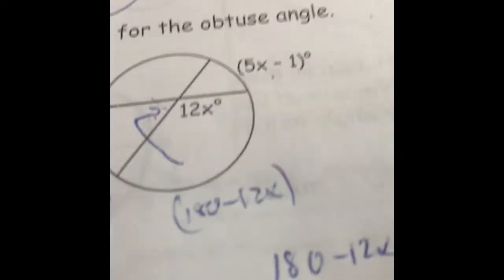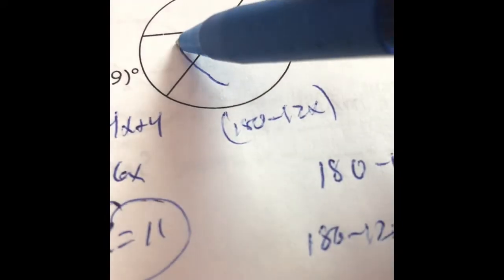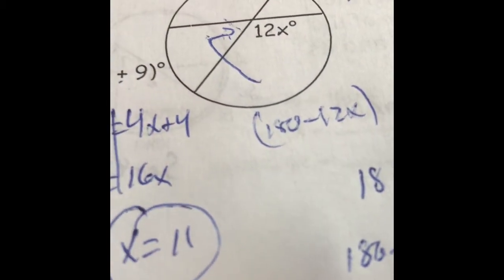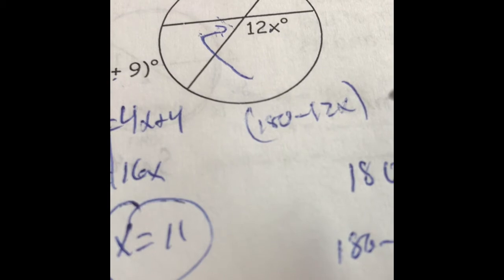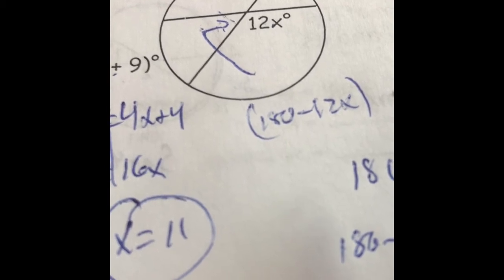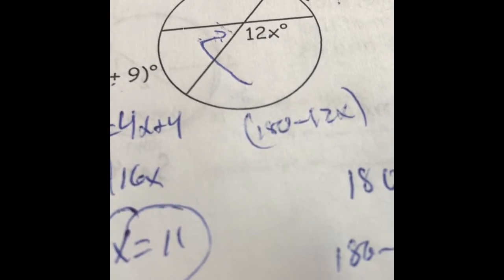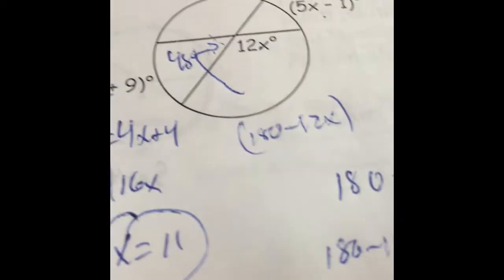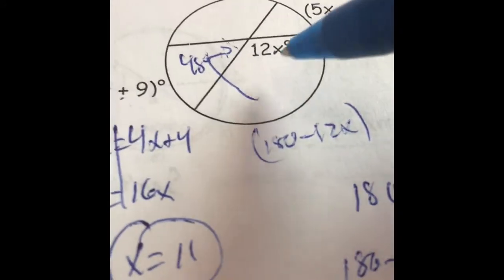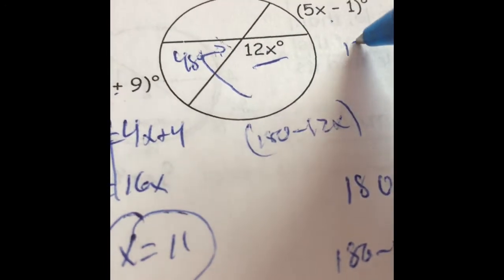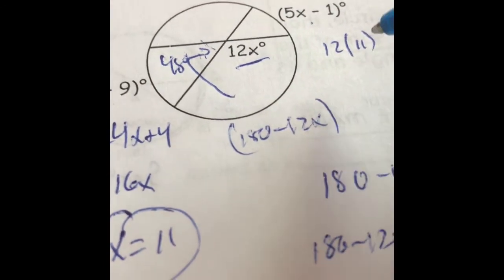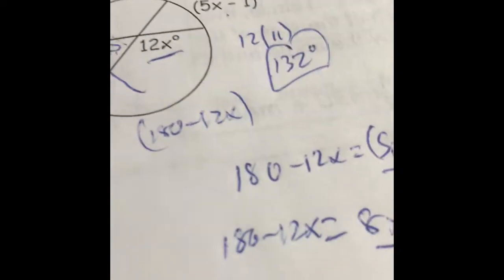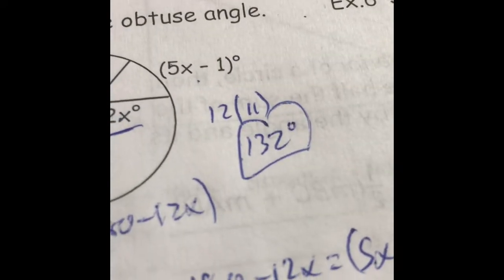So if x is 11, that means that this angle right here is going to be 180 minus 12x. So that's going to be 180 minus 132, I think. 180 minus 132, and that's going to be 48 degrees. The obtuse angle is going to be this, what you want right here, 12x. So it's going to be 12 times 11, and that's going to be a 132 degree angle. So the obtuse angle is 132 degrees.